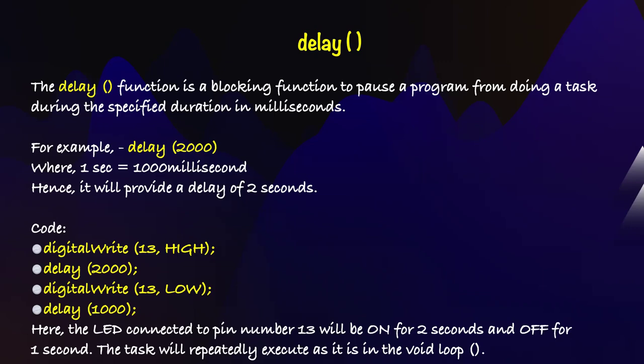In this code snippet that I have provided as an example, the LED connected to pin number 13 will be on for 2 seconds and off for 1 second. The task will repeatedly execute as it is in the void loop. Understood? It is not ending here, since we have provided it inside the void loop. So continuously, the LED will be on for 2 seconds, again off for 1 second.